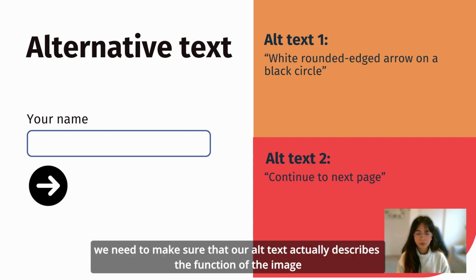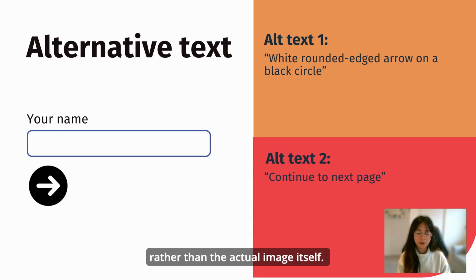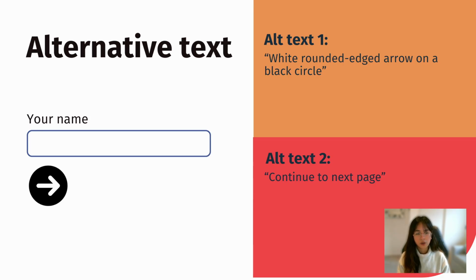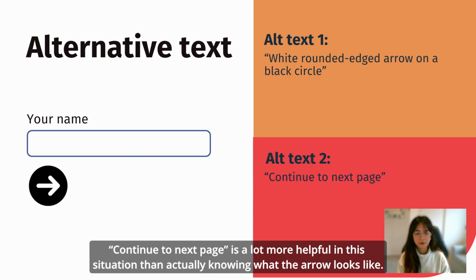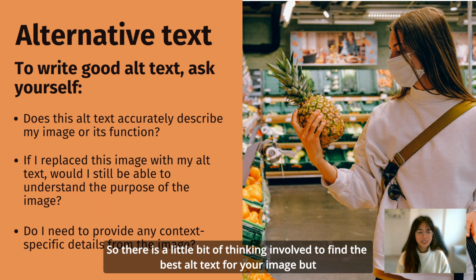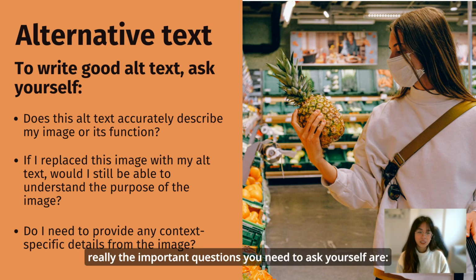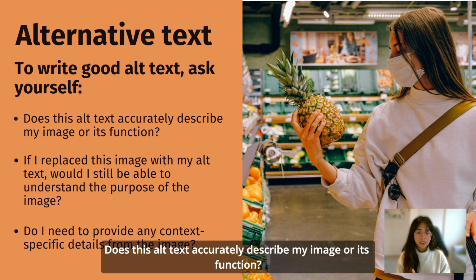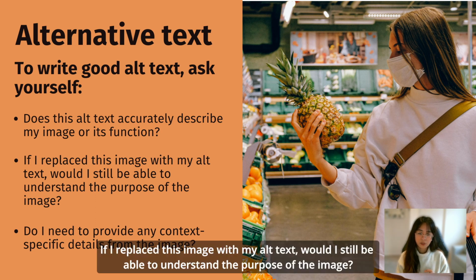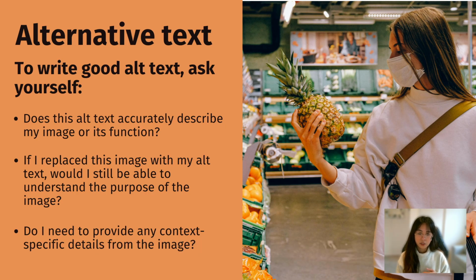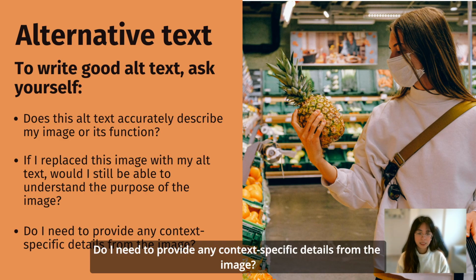So with buttons and links, we need to make sure that our alt text actually describes the function of the image rather than the actual image itself. So continue to next page is a lot more helpful in this situation than actually knowing what the arrow looks like. So there is a little bit of thinking involved to find the best alt text for your image, but really the important questions that you need to ask yourself are, does this alt text accurately describe my image or its function? If I replace this image with my alt text, would I still be able to understand the purpose of the image? And do I need to provide any context-specific details from the image?